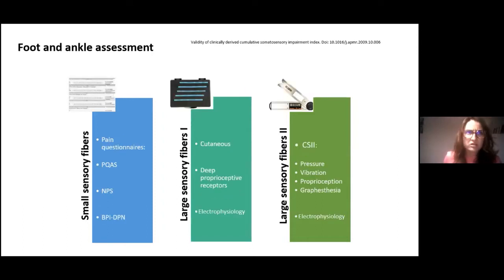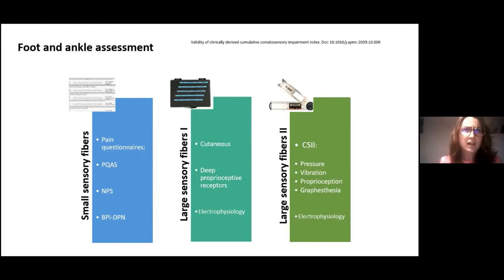What about sensory domain? Related to small sensory fibers, it has been evidenced that neuropathic pain affects gait stability. It can be measured through several questionnaires: pain quality assessment scale, neuropathic pain scale, brief pain inventory adapted to diabetic peripheral neuropathy, among others. On the contrary, temperature has not been found to interfere with postural control abilities.